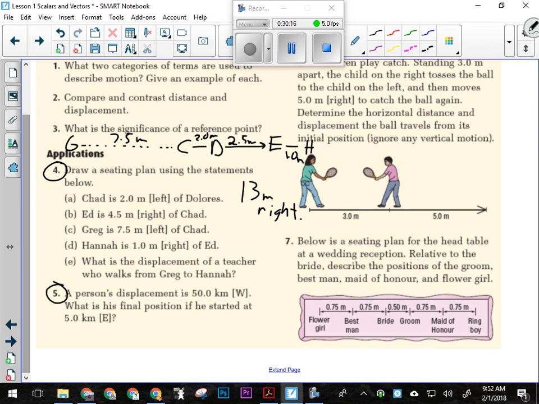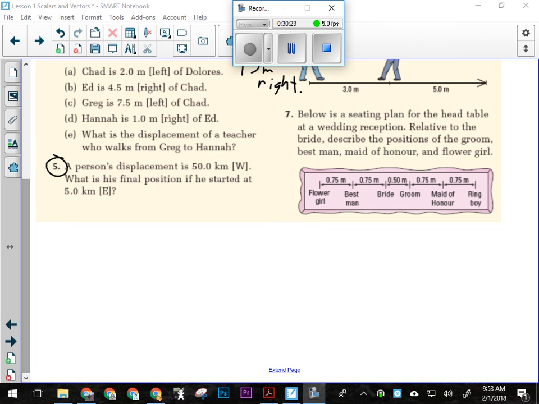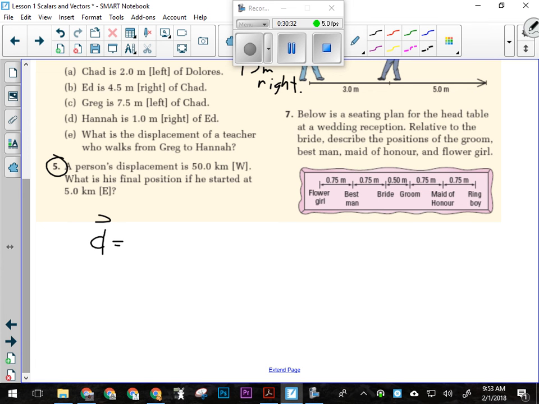How are we doing on number 5? How many people have done 5? I'm going to give you a couple more minutes on 5 before I do that one. For number 5, the key is to remember that we can solve for displacement using the change in position, that's final position minus initial position. So all we have to do is a little algebra to isolate what our final position is for this question.